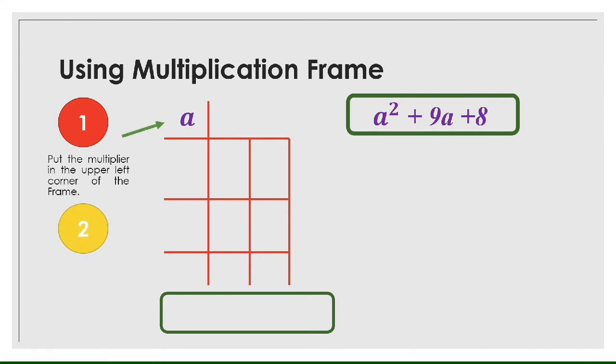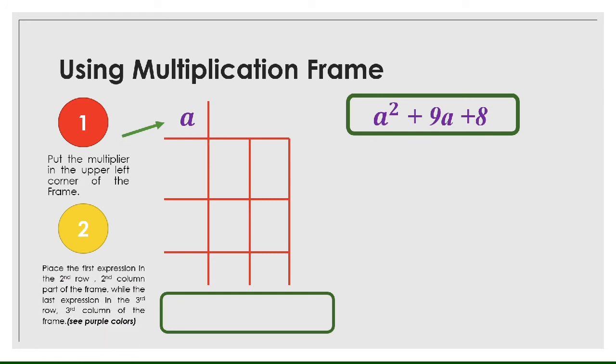Yan. Second step, we need to place the first expression in the second row and second column of the frame. So, this is the first expression on the quadratic equation. So, we need to place it to the second row, 1, 2, and second column, 1, 2. Okay? So, yan. While the last expression, which is positive 8, we need to place it into the third row and third column. So 1, 2, 3, and 1, 2, 3. Okay, so dito mo siya ilalagay.